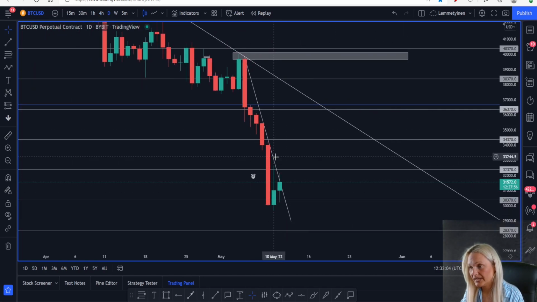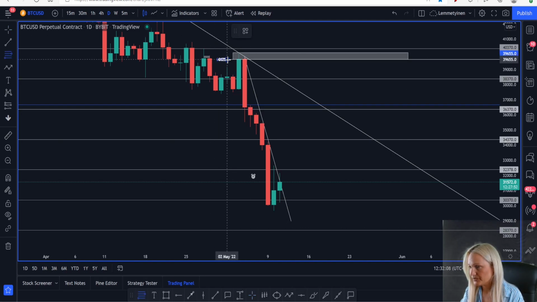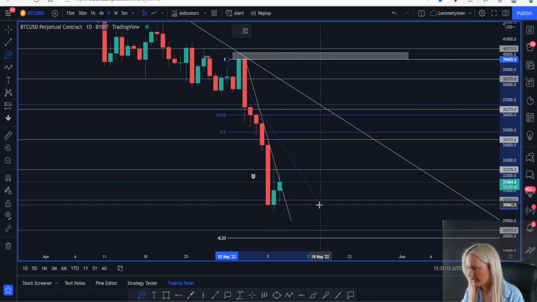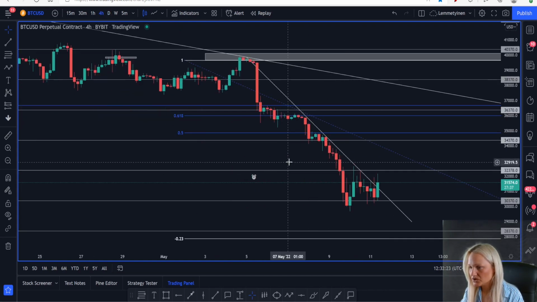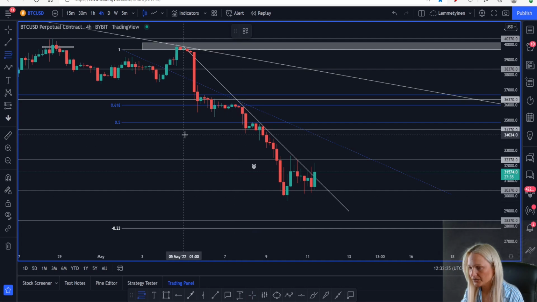What we also can do is drag the Fibonacci from the previous high at 39,665 to the low at 30,062. That gives us the Fibonacci levels 34,847 and 35,985. We can also look at the previous lower high on the lower time frame.